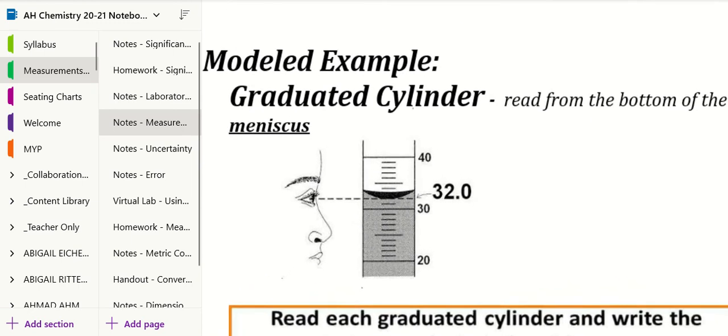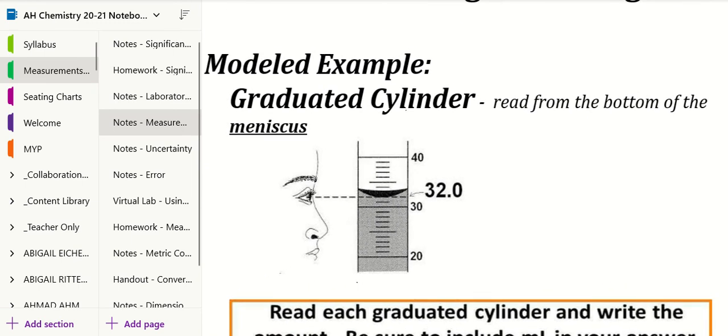So let's look at this graduated cylinder. When we're reading a cylinder filled with a liquid, what's going to form is a meniscus. What is a meniscus? That curved shape that a liquid makes when it's in a cylinder. When we see that curved shape, where are we going to read? The bottom. So make sure you have in your notes, when you're reading a graduated cylinder, read from the bottom of the meniscus.